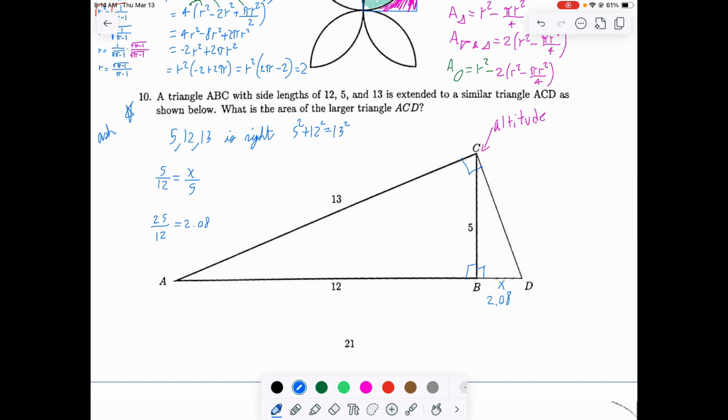All right, so now I know my entire base. My entire base is 12 plus 2.08. Summing that together gives me 14.08. And so now I can get the area of the larger triangle. The area of the larger triangle is equal to the base times height divided by 2. The base is 14.08 times the height, which is 12 divided by 2. Now, you can plug that into a calculator to get the result. We're going to go right on to the next problem.